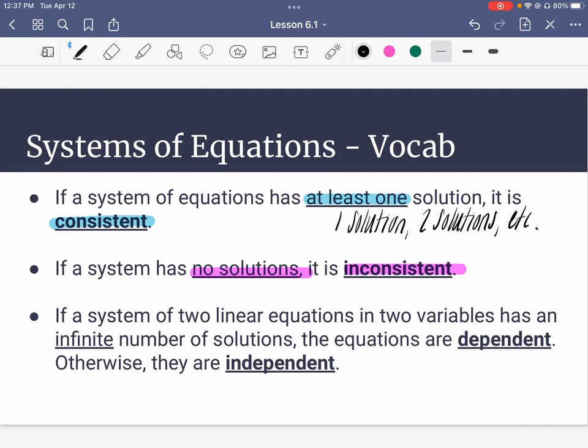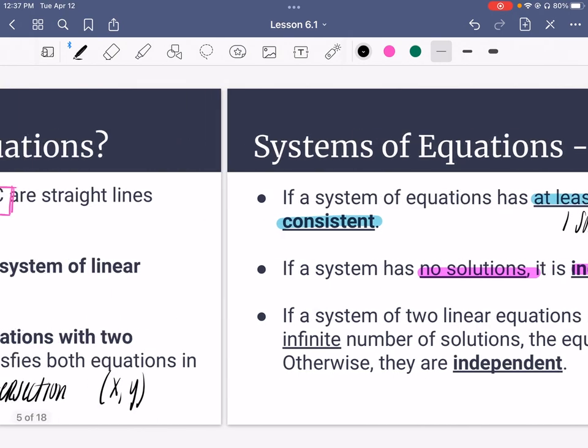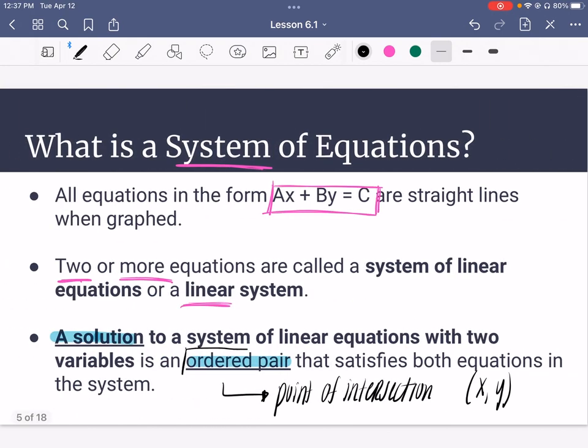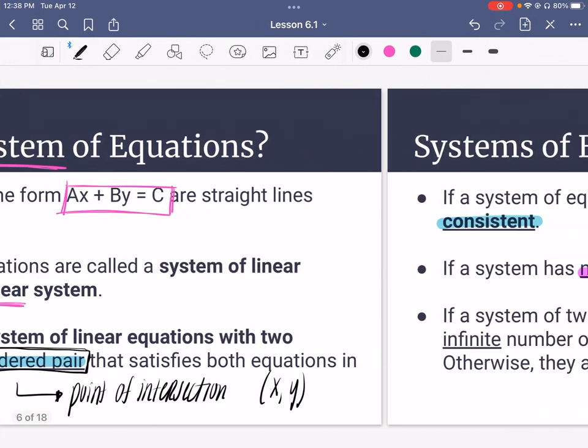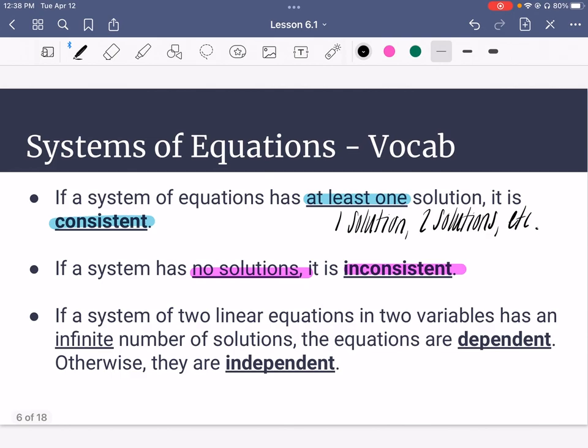Now, if a system of equations has no solutions, then we say it is inconsistent, okay? And the easy way to remember this is just thinking, well, there's no consistent answer I can bank on. There's no solution. I don't have one ordered pair, like we talked about on the previous slide, that satisfies both equations. So it is inconsistent if there's no solution.